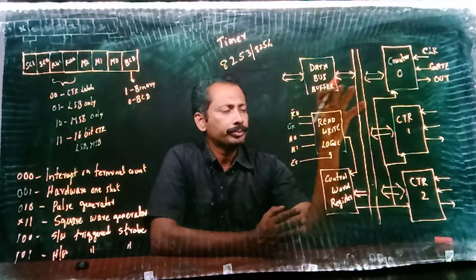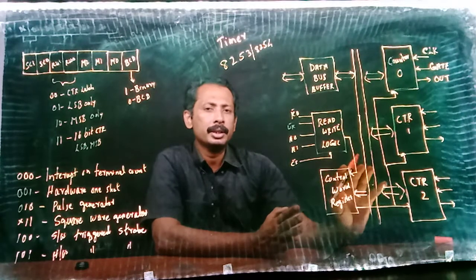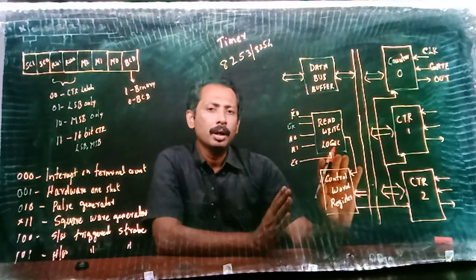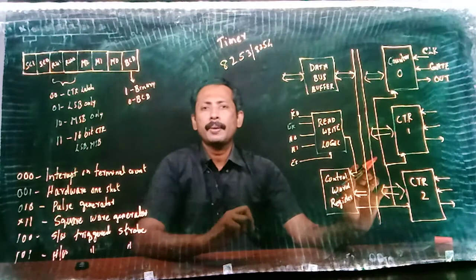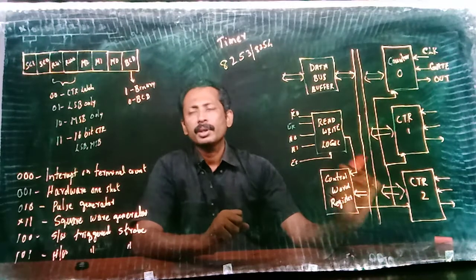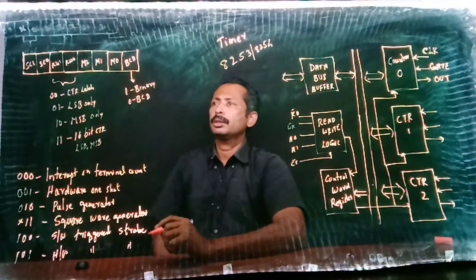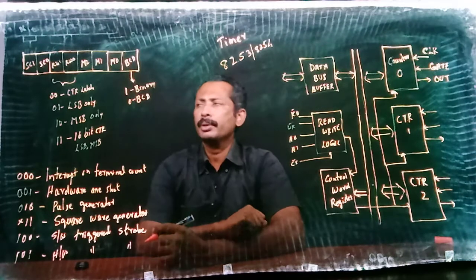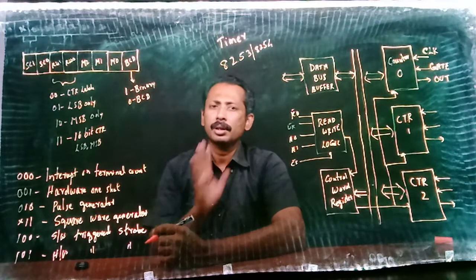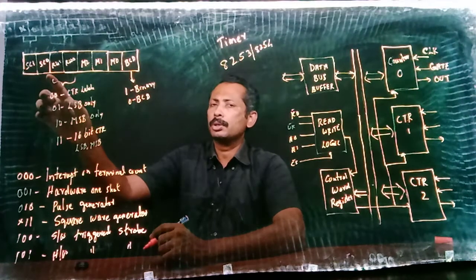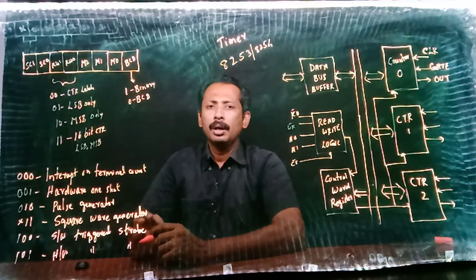Okay. As usual, this IC should be programmed using a control word, and this control word has a specific format like this. It is an 8-bit format, and the first 2 bits are selection of counters. If I am using 0 0, then I am using counter 0. So 0 0 means counter 0, 0 1 means counter 1, and 1 0 or 1 1 means counter 2.